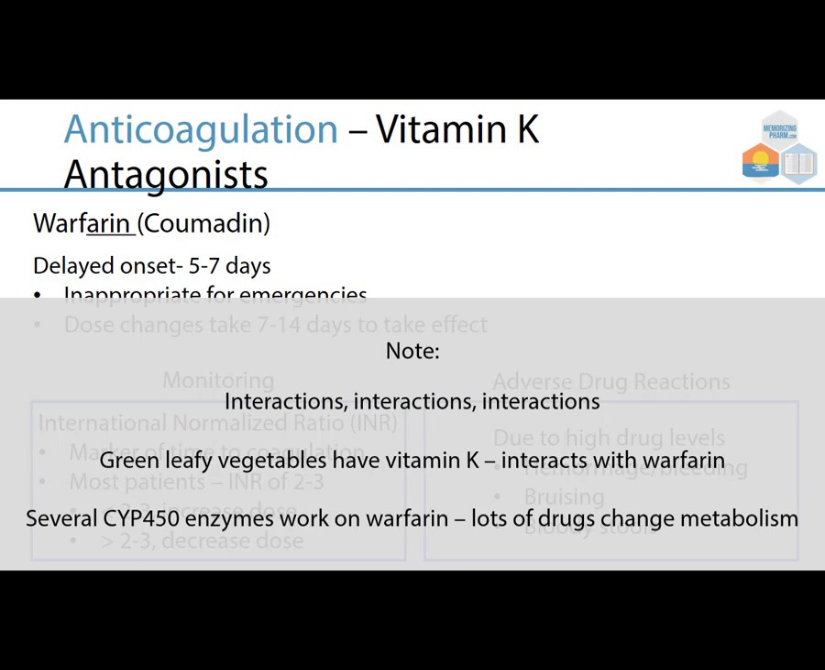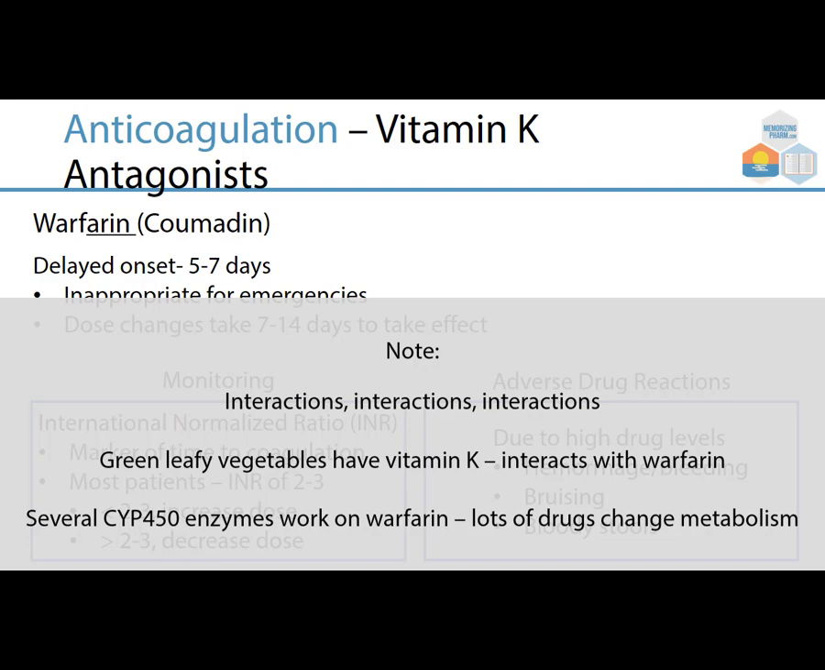And then several of the CYP450 enzymes work on warfarin as well. So a lot of drugs change the metabolism. Coumarin was discovered in cattle that died of hemorrhagic disease after eating spoiled sweet clover, and it was refined and developed into warfarin, is how we put this all together. Okay, well, that's warfarin in a nutshell.